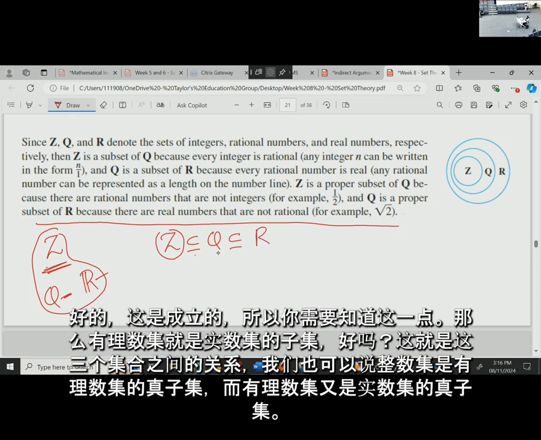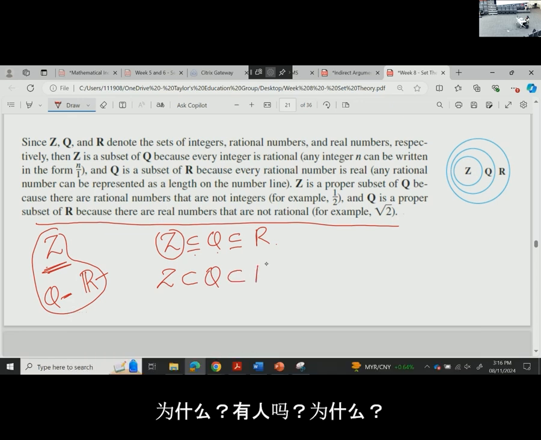So this is the relationship between these three sets, and we can also say that the set of integers is a proper subset of the set of rational numbers, which is a proper subset of the set of real numbers. Why? Anyone? Why?